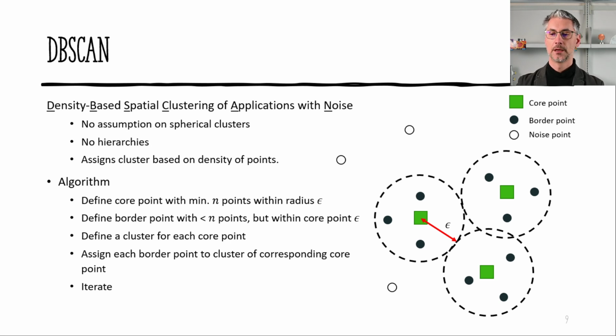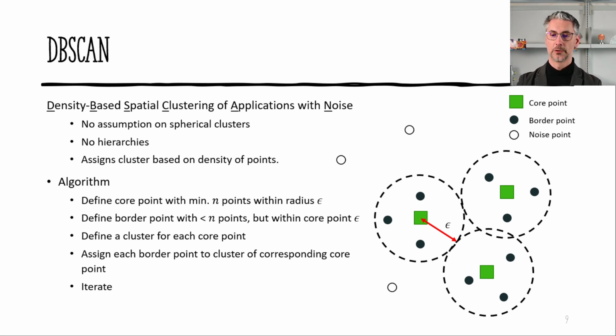with Noise. So here we have a few key points. We don't assume that we have spherical clusters. There are also no hierarchies, and we assign the clusters based on the density of points. But crucially, we also allow noise points. In the other algorithms, we always assume that each point must belong to a cluster. Here in this approach, we allow a certain fraction of points to lie outside of all clusters.